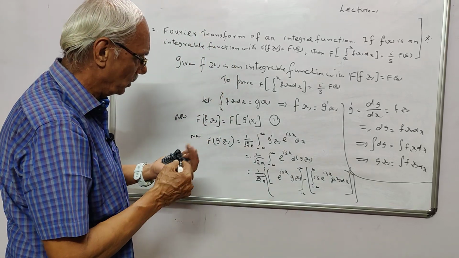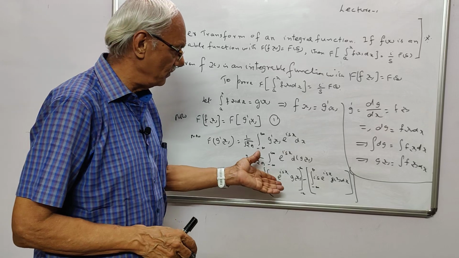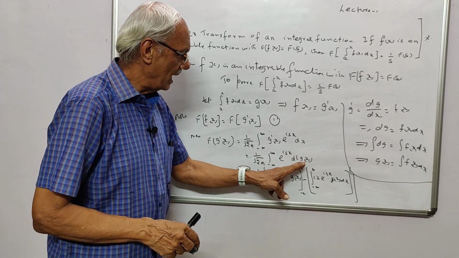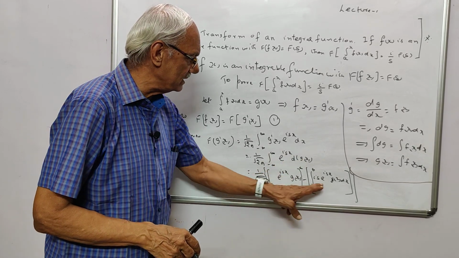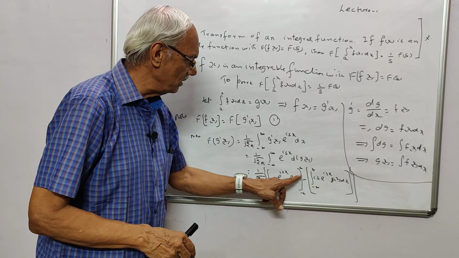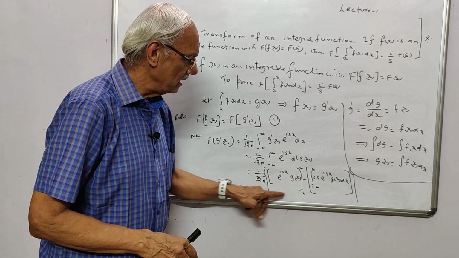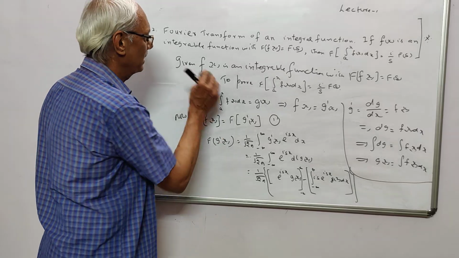So you see that this one, 1 by square root of 2 pi, I used Bernoulli's method of integration here, e to the power of isx into g of x, and you have to now differentiate this with respect to x and then integrate. Now that is what I have done here. So for plus infinity and minus infinity, this term will become 0. So what is it that you will get here?